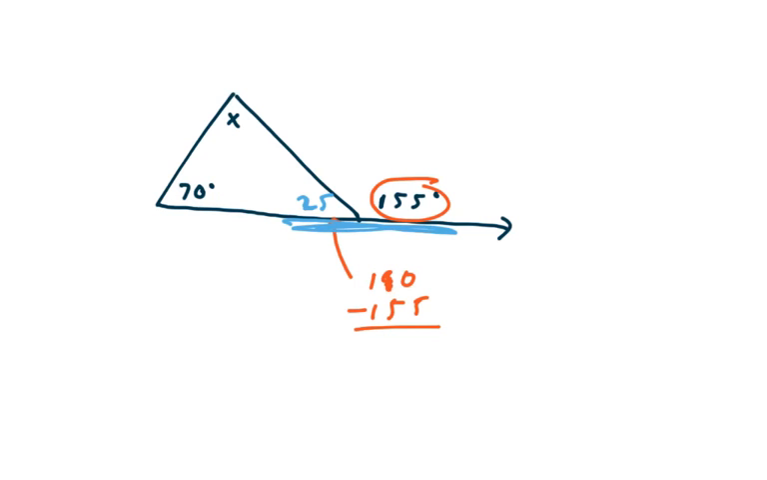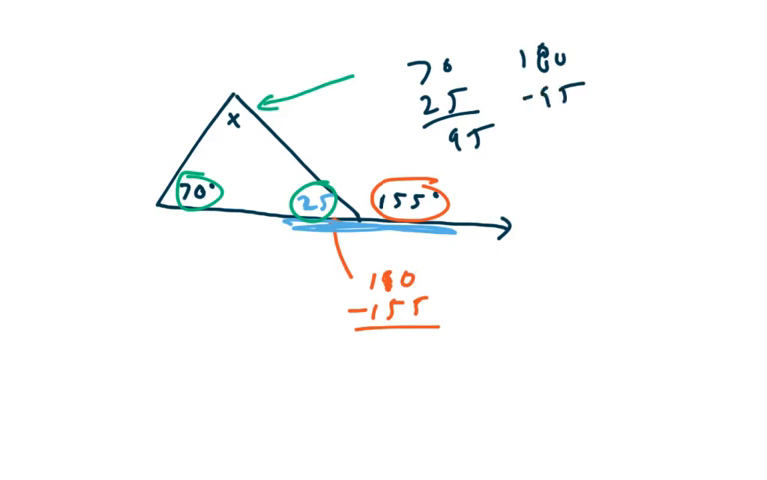And then, of course, now that we know this is 25, and we already knew that was 70, I can finally find the missing angle there because every triangle is 180. So I could have simply done 70 plus 25 is 95, and 180 minus 95 is 85 degrees. So that angle right there, X, is 85 degrees.